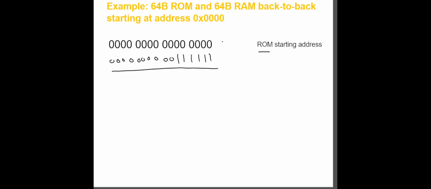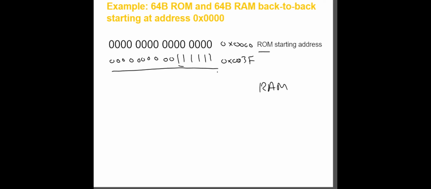So the starting address of the ROM is 0x0000, and the ending address is 0x00, and then these 2 ones are 3, and then the last four ones are F. So the ROM address space is between 0000 to 003F. And because the memories in this case are residing back to back, the RAM here is going to start at the next address immediately after 003F, and that's going to be 0040, right?